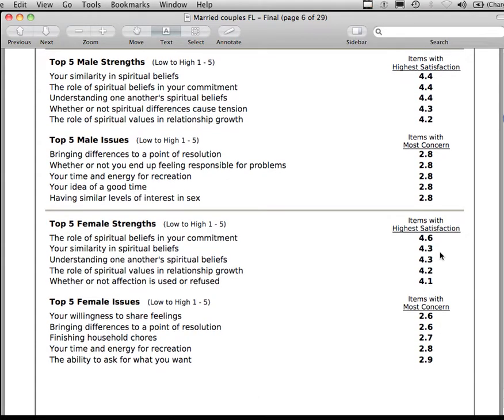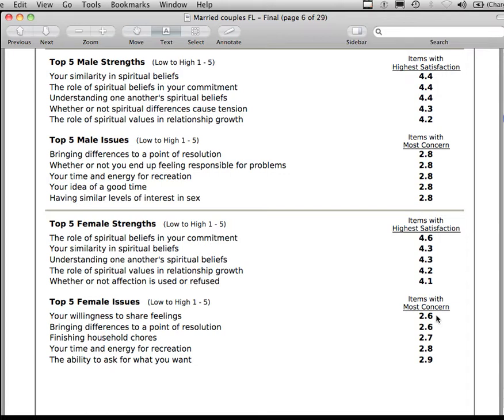Now the women, again, scored high on spiritual beliefs. One of their items is a sex and affection item, with a 4.1 average score on whether or not affection is used or refused unfairly. And the women were saying that they didn't feel that was the case, so they scored high on that item. It's ironic the men had a sexual item show up on the lowest in theirs, and the women had one show up pretty high in their scores.